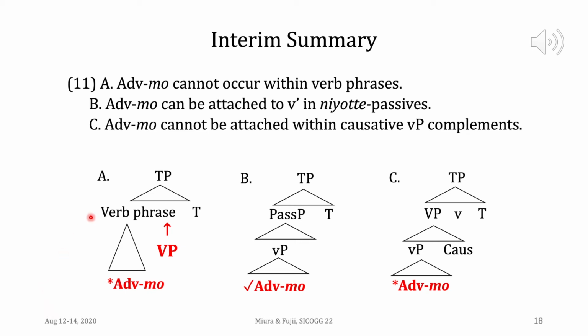Diagram A shows ADV mo cannot occur within verb phrases. B shows ADV mo can be attached to little VP in niyotte passives. C indicates that ADV mo cannot be attached within causative VV complements. It requires a local tense. And notice here, we left open the exact label for the domain in which ADV mo cannot appear in the diagram shown in A. But now we independently know that ADV mo can be attached to little VP. So the verb phrase in diagram A must be large VP, not small VP.